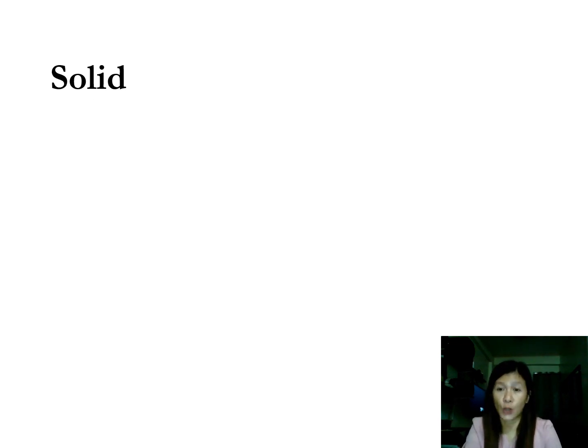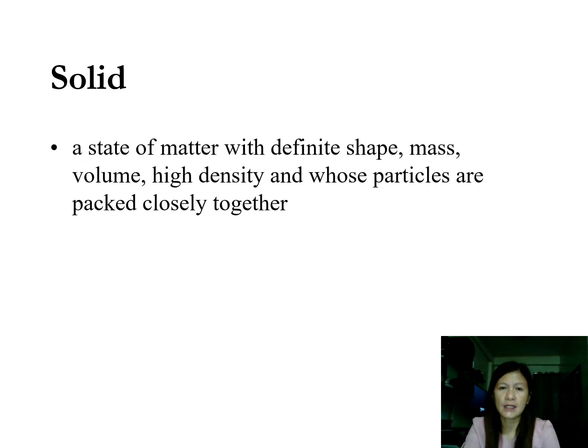Let's first define a solid. What is a solid? A solid is a state of matter with definite shape, mass, volume, high density, and whose particles are packed closely together. So we have emphasized in the last videos that solids are different from liquids and gases in such that particles in solids are closely packed together. That's also the reason why it has high density, because of the greater number of particles occupying a given space. So these are the common characteristics or properties of solids when compared to liquids.